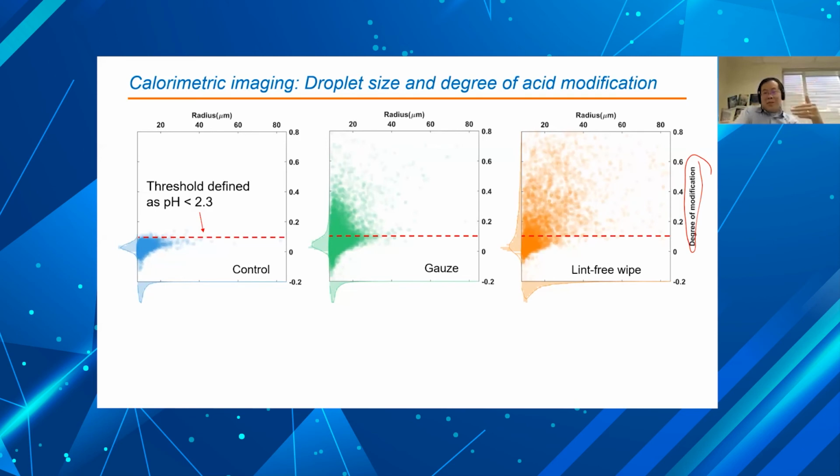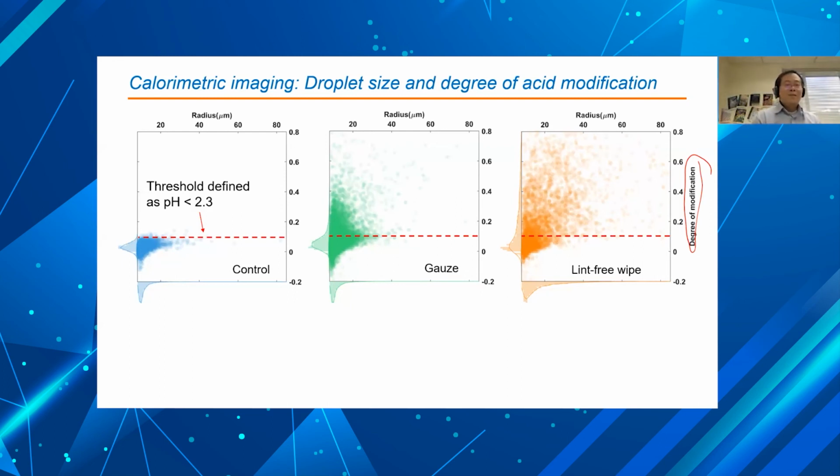The threshold corresponds to a modified droplet with a pH of about 2.3. So anything above the line is considered modified, because anything above the line would have a pH value smaller than 2.3, which, by the way, is a much higher value than needed to inactivate most viruses.